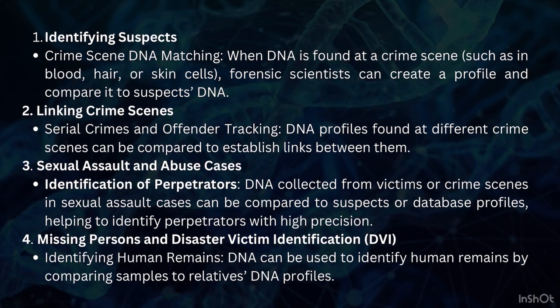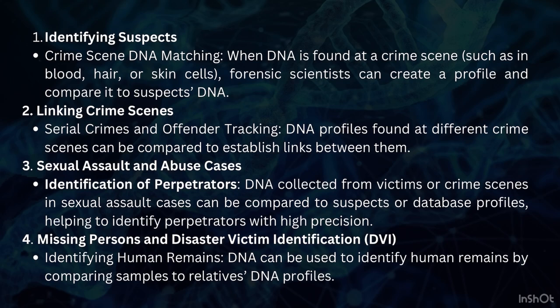When DNA is found at a crime scene, such as in blood, hair, or skin cells, forensic scientists can create a profile and compare it to suspects' cases. Second, linking crime scenes: serial crimes and offender tracing. DNA profiles found at different crime scenes can be compared to establish links between them. Third is sexual assault and abuse cases identification. DNA collected from the victim or crime scene in sexual assault cases can be compared to suspects or database profiles, helping to identify the subject.